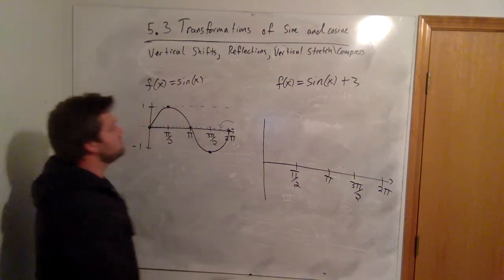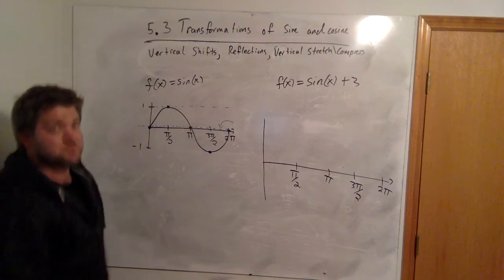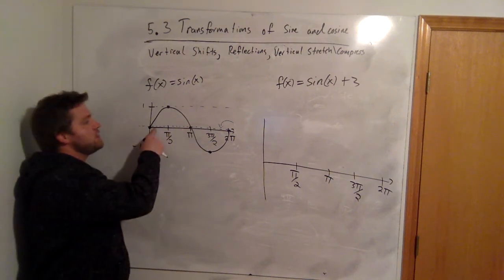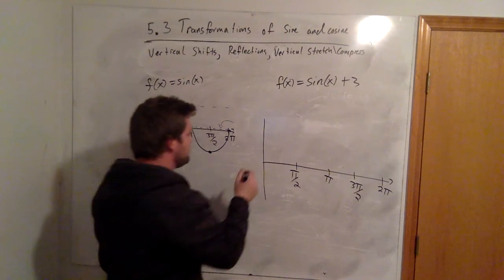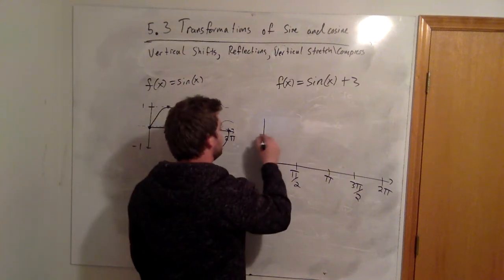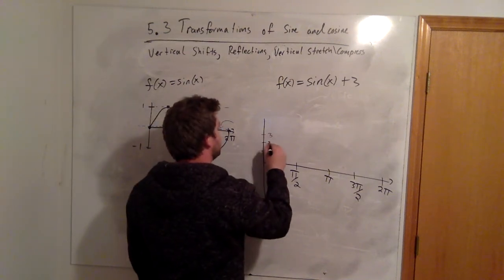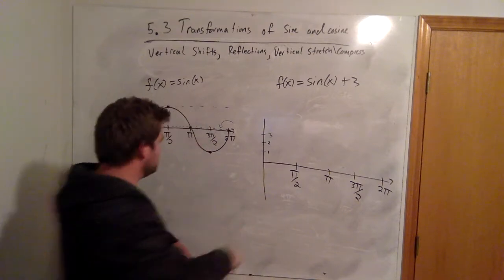So I'm going to be paying attention to specifically how the equilibrium has moved. The equilibrium was at 0, and now it's been shifted up 3 units. So I'll draw my new equilibrium. Boom, boom, boom. Here it's at 3. Okay, so our new equilibrium.